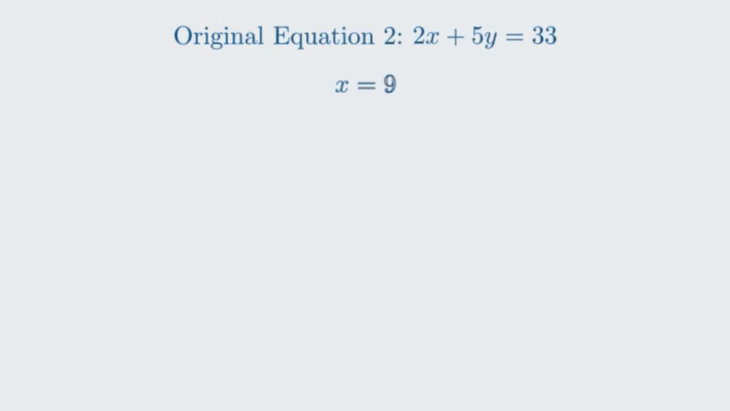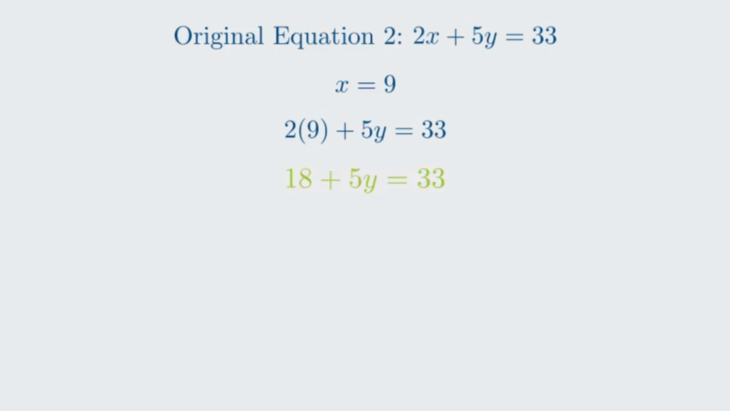To find y, we can substitute the value of x we just found into either of the original equations. Let's use the second original equation because the numbers are a bit smaller. The second original equation was 2x plus 5y equals 33. We know that x equals 9, so we'll replace x with 9 in this equation. This gives us 2 times 9 plus 5y equals 33. Now, let's simplify and solve for y. 2 times 9 is 18. So we have 18 plus 5y equals 33.